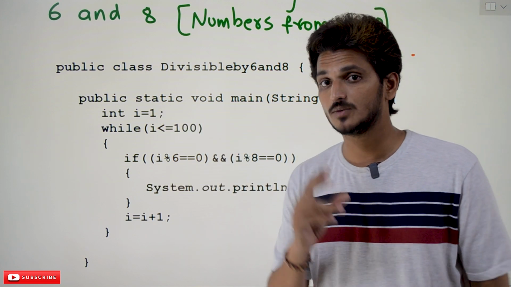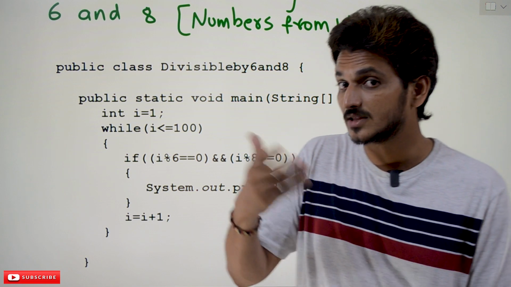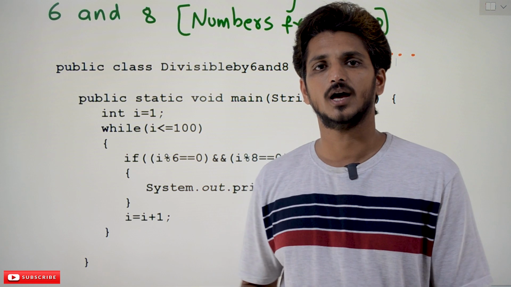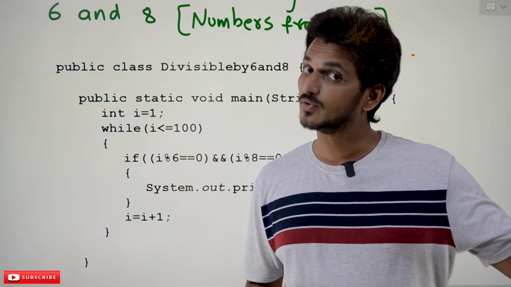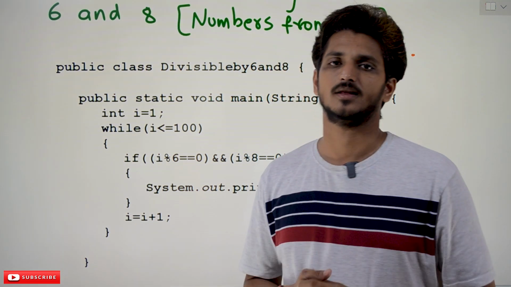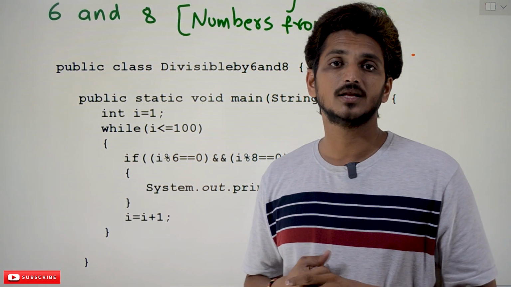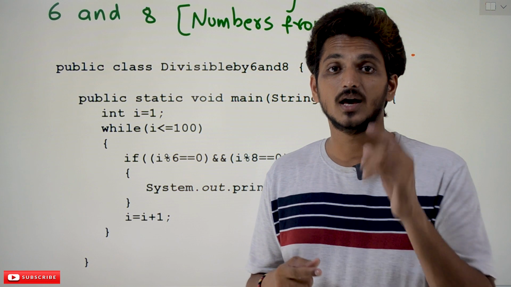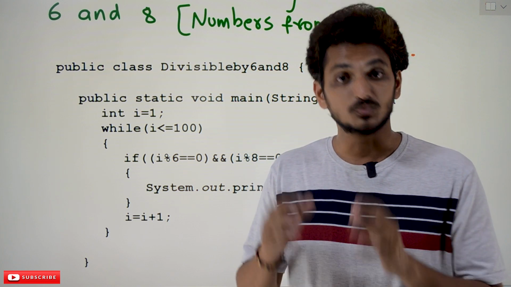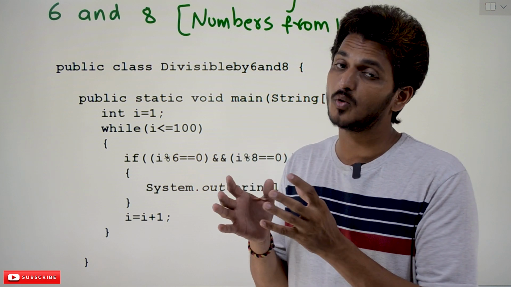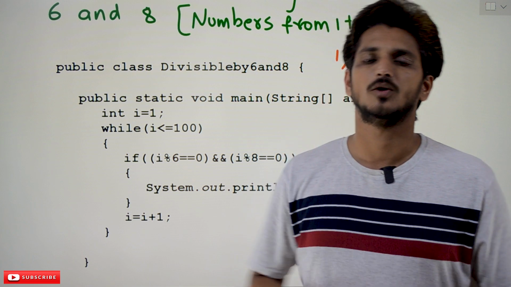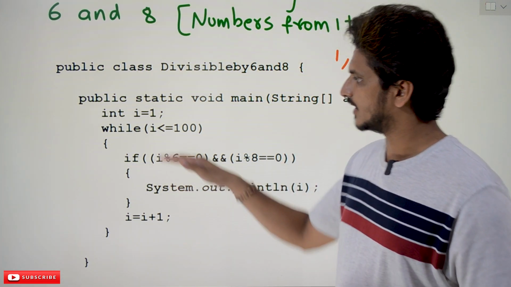Now coming to the logic part, how are we going to check whether the given number is divisible by 6 or not? In our previous classes, when we discussed the arithmetic operators, the modulus operator gives you the remainder value. This modulus operator is very important. In many logics we are going to use the modulus operator. So how have we written that?